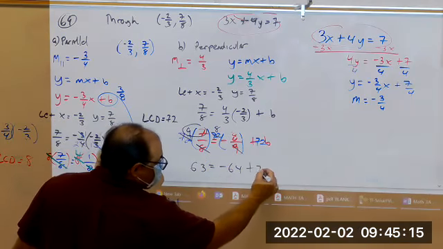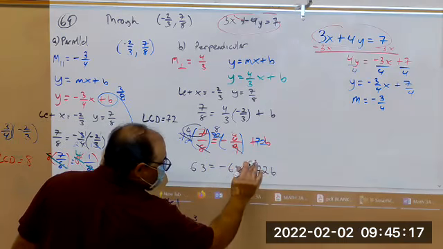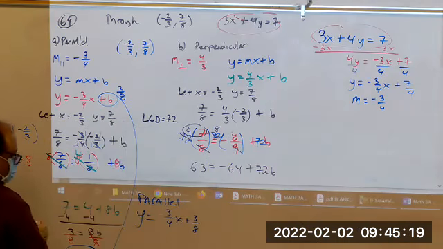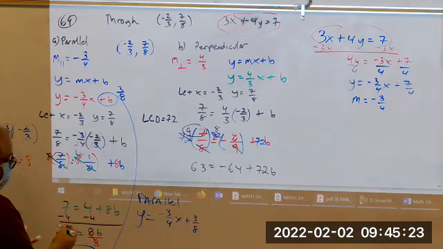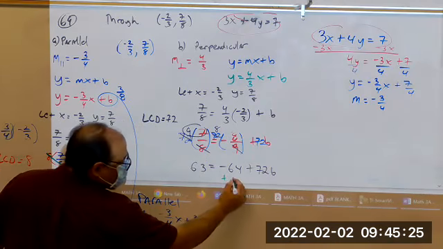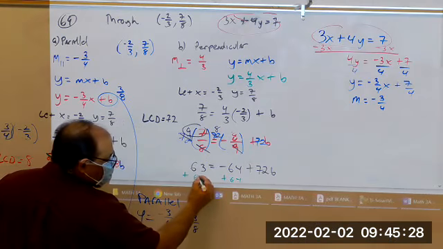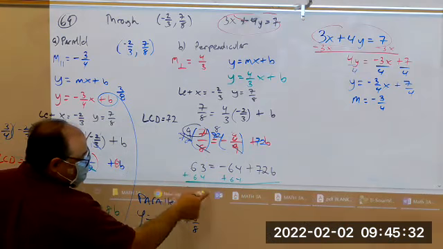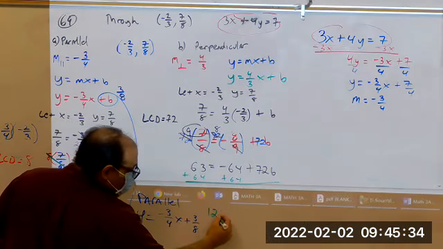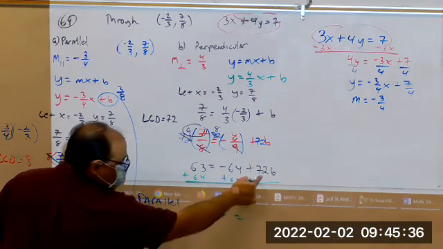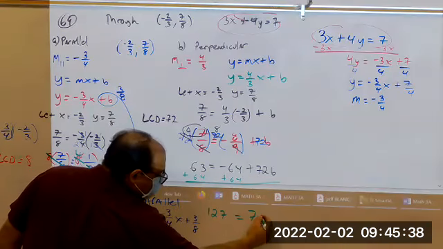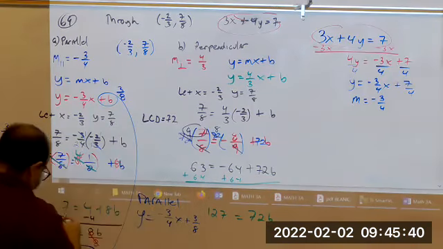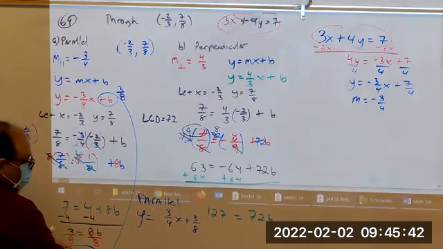Plus 72 times b. And then you add 64 to both sides. And so 63 plus 64 is 127, equal to 72 times b. Divide both sides by 72.